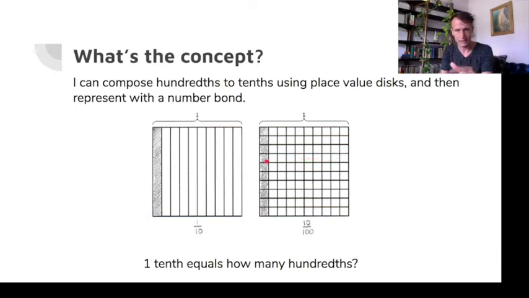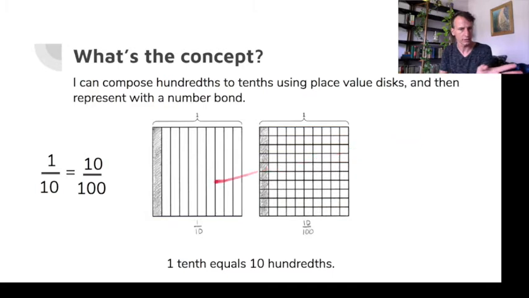1/10 is 10 hundredths. We know this. Okay, great. There it is in fraction form. There it is in decimal form. 1/10 equals 10 hundredths. They are equal. That's the whole point here.